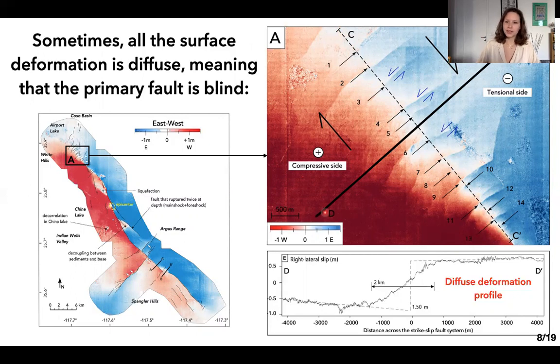So if you trace a displacement profile across the main shock orientation, you see that you have only diffuse deformation in that place, meaning that you have no right lateral fault that reaches the surface, and you have only diffuse shear. So the primary fault is blind and remains at depth. However, at the surface, you do see those north 42 faults.